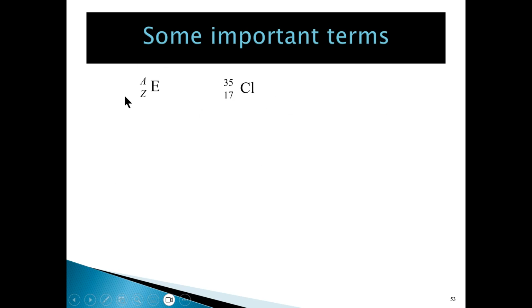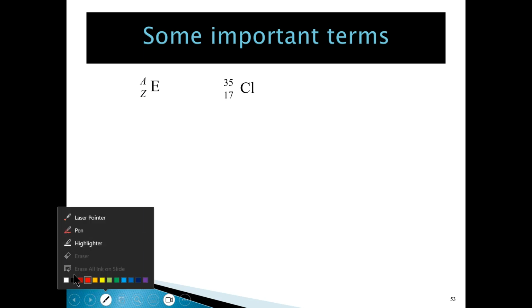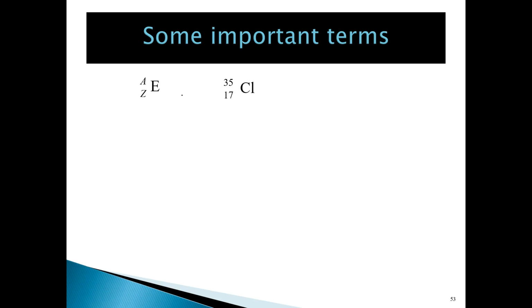Okay, so this here is basically a shorthand way of representing an element along with its atomic number and mass number. So E here, in fact, let me write this down. E represents the symbol of the element. So this here would be the element symbol. A here would represent the mass number, and Z here would represent the atomic number.